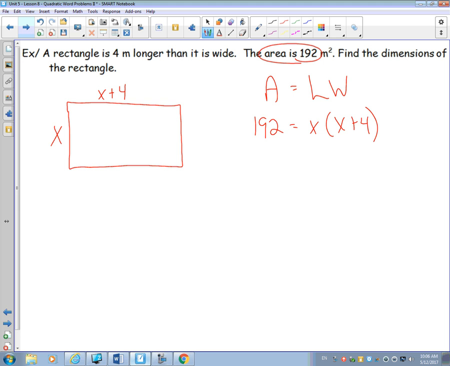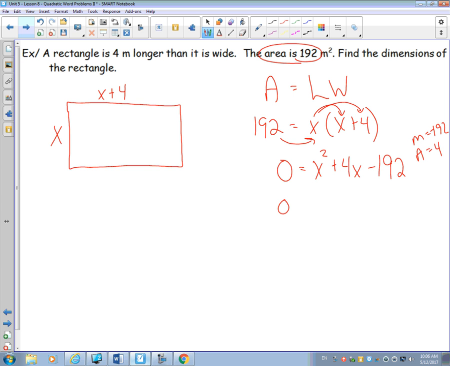Well, that looks almost like a quadratic already. I can make it equal to 0. I can expand my brackets and bring the 192 over, and I got my quadratic pretty quickly that time. Okay, let's try factoring. Let's think of things that multiply to negative 192.